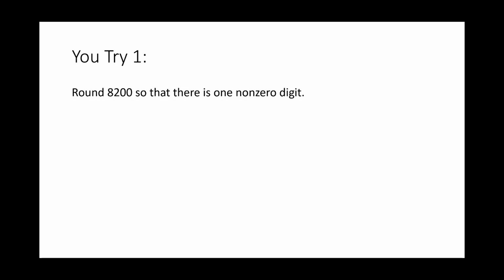Now that you've done this, we want to round 8,200 so that there's one non-zero digit. By that I mean I want to round this to the nearest 1,000 place. So I'm going to look at the spot next door, and it's a 2, which means I'm going to round down. So I'm going to round down to 8,000. And 8,000 is my answer, because now there's only one digit that's not a 0. The rest of these guys are all zeros.